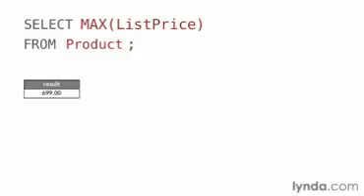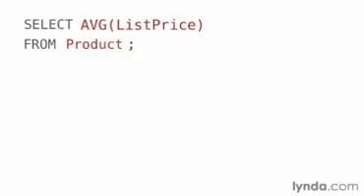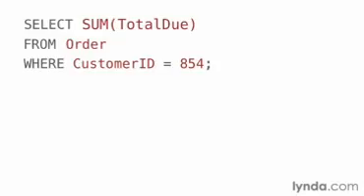Well, if we have max for maximum, it's a pretty good guess that we're also going to have min for minimum, and we do. We also have AVG for average. We would add up all the values in the list price column, divide it by the number of rows, and return that single value. And while we've seen count, there's also an option of sum. Sum, instead of counting the rows, will total all the values up. So in this case, with this statement, we're looking for a customer ID equal to 854. It will find all the rows for that customer and then add together all the values in the total due column.